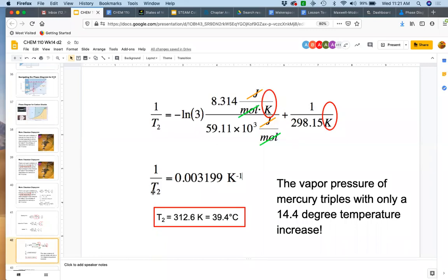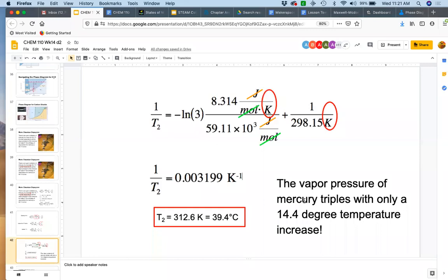So in order, right, to get T2, I have to divide, right? So I have to divide 1 by this value. So if I want to figure out what T2 is, I'm going to divide 1 by 0.00319. So 1 divided by 0.003199 is going to give me 312.6 Kelvin, or if I subtract 273.15, 39.4 degrees Celsius. So here's what's really cool about this problem.